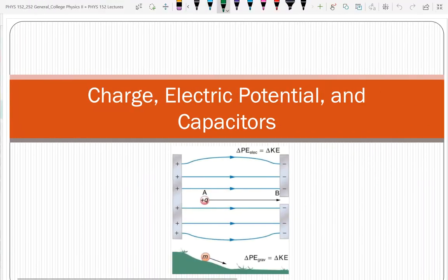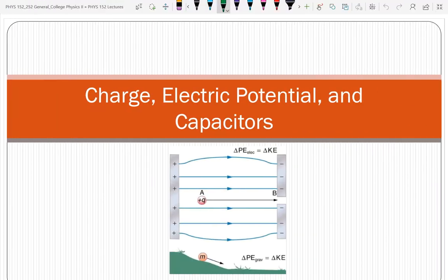All right. We are going to get into capacitors today. We're going to talk some more about electric potential. What is a word that's synonymous with electric potential? Voltage. So charge, electric potential, capacitors.